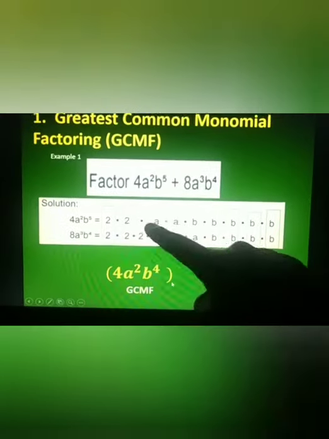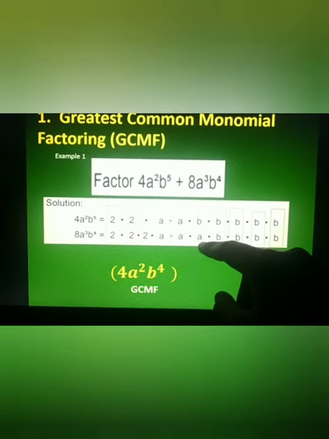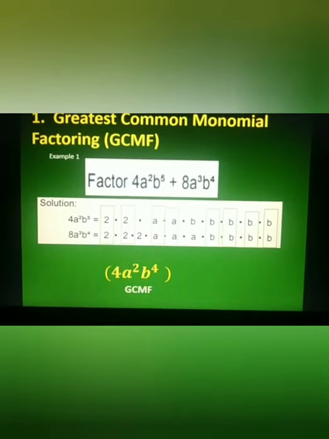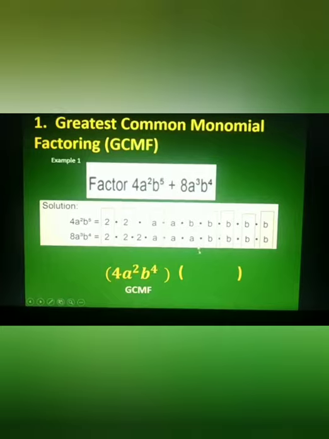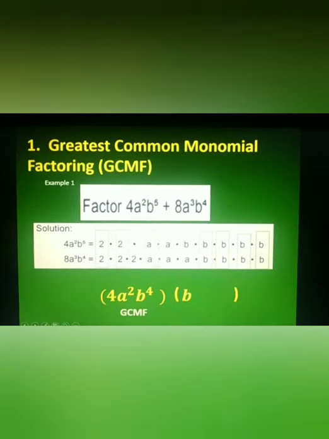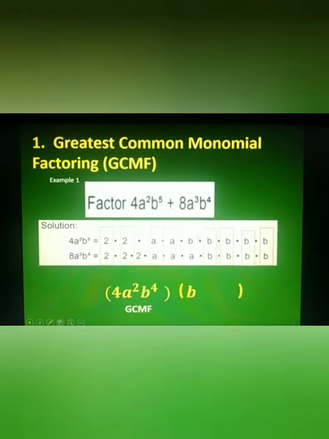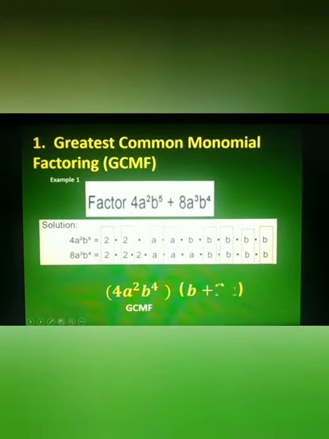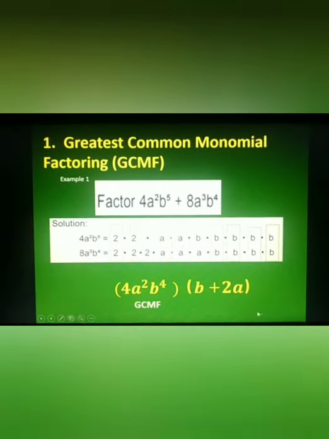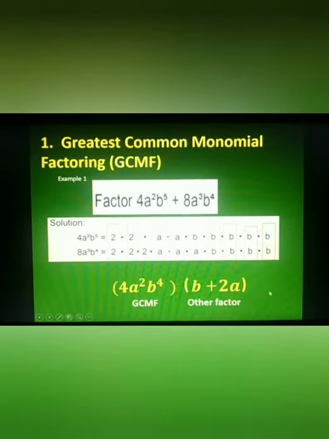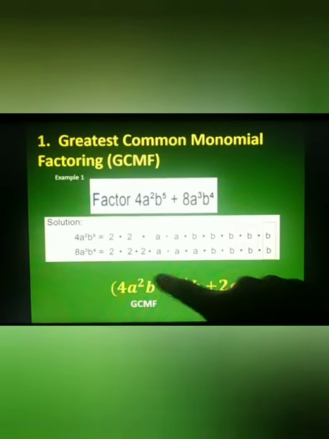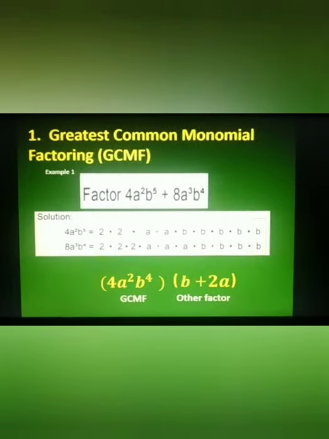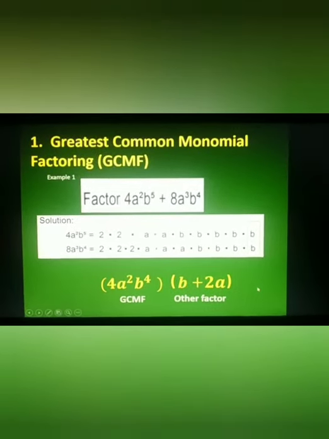Now, everything that is not boxed, or not inside the box, is what you copy. In the first term, only b is left. So open parenthesis, copy your b. Then copy the plus from above. And then what is left below is 2a. So copy 2a. And that's it. b plus 2a is what we call the other factor. When you multiply this, it goes back to the answer 4a squared b raised to 5 plus 8a cubed b raised to 4. There. That's the greatest common monomial factoring.